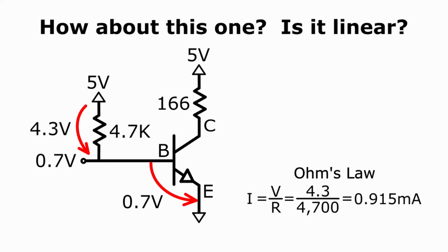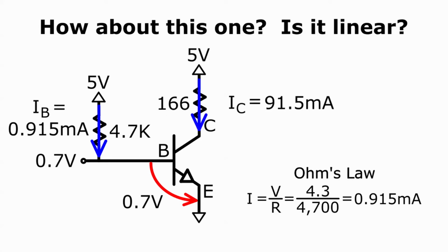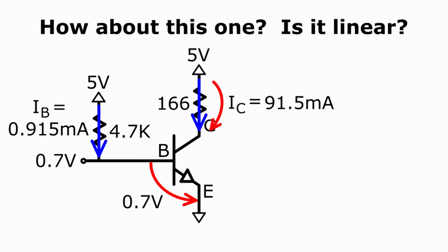We use Ohm's law to calculate the current flowing through the base resistor. It's 4.3 volts divided by 4,700 ohms, or 0.915 milliamps. Since the base current is 0.915 milliamps, the collector current will be 91.5 milliamps, which is 100 times greater. The voltage drop over the collector resistor, which I've highlighted with the red arrows, is this current multiplied by the resistance.